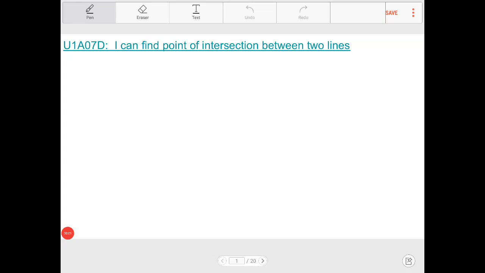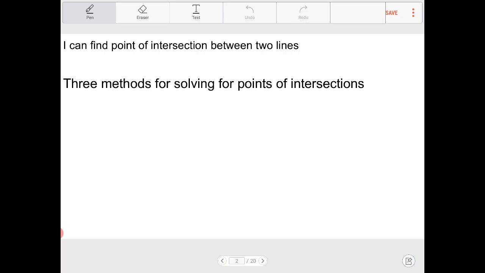Hello students, in this video I will go through the process of finding the points of intersection between two lines. When we are finding a point of intersection between two lines, there are three primary methods for going about this. Two of which are going to be more of an algebraic approach, and the third method will be more of a geometric or graphical approach.